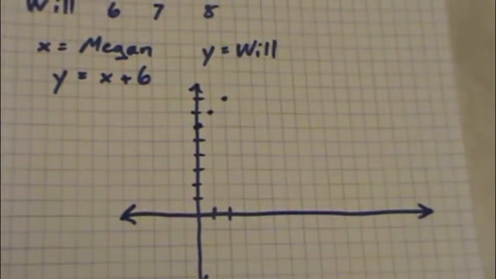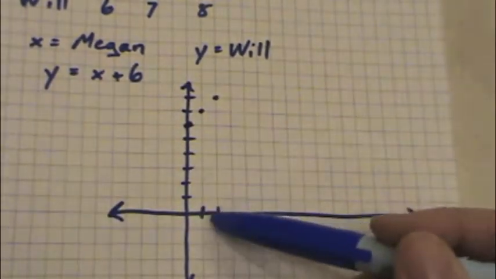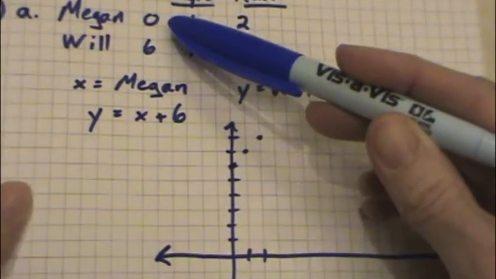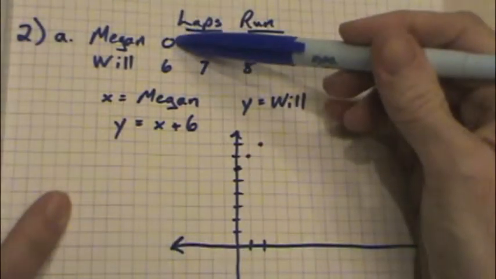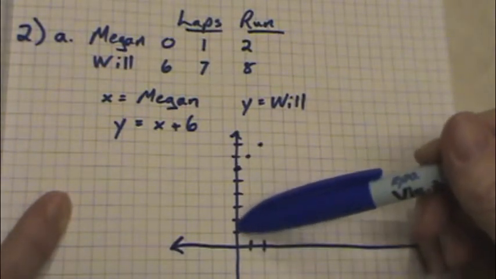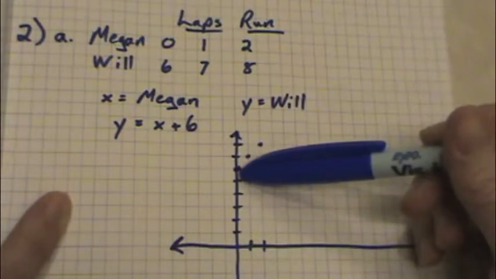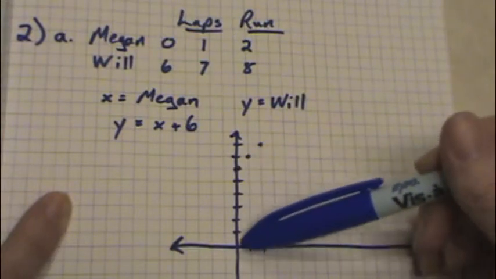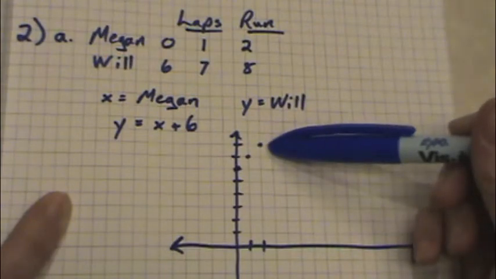There we go. I did not draw all the little hash marks. I didn't want to make this look too cluttered. But if I'm going to plot the point (0, 6), that means I haven't moved at all for x. This is going to be right on this axis, and I have to go up. 1, 2, 3, 4, 5, 6. There's my point. Then the point (1, 7) will be here, and the point (2, 8) will be up here.